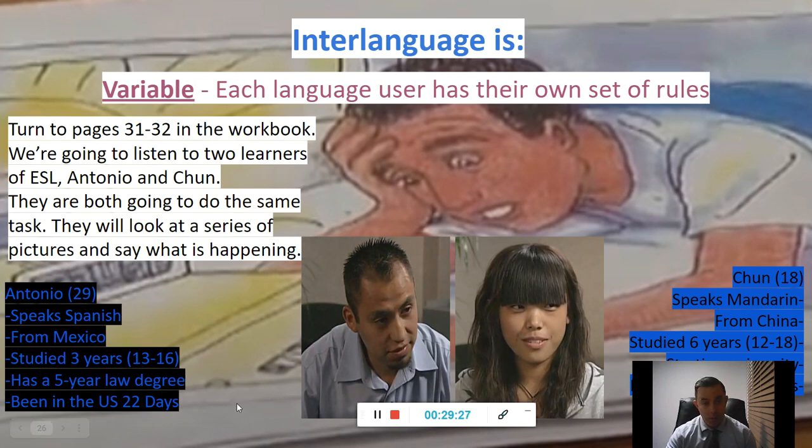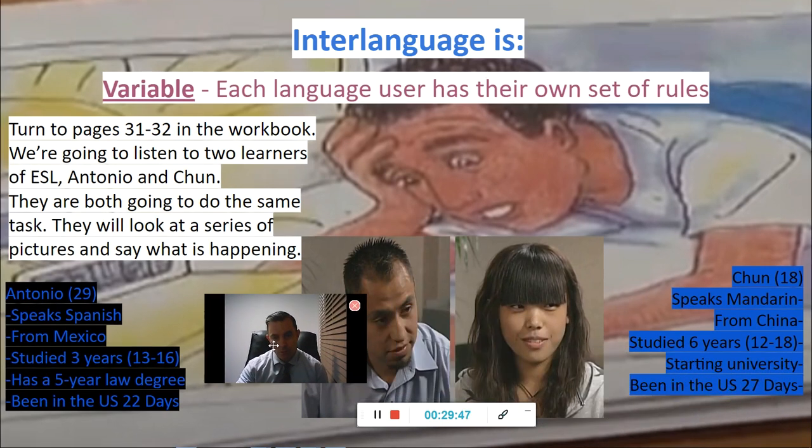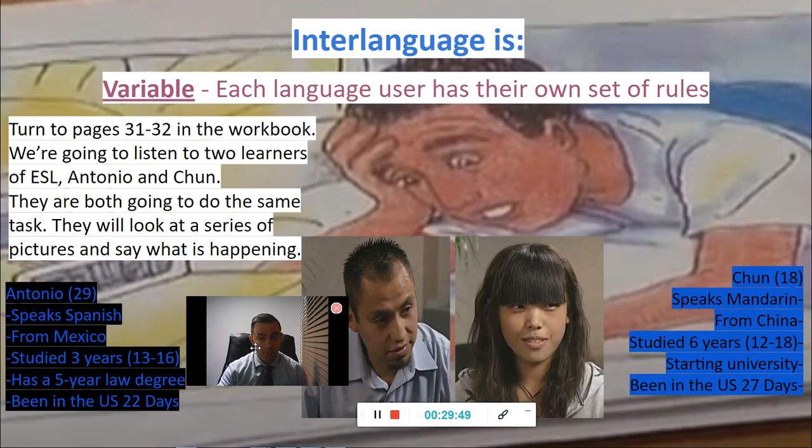Okay, so the learner on the left is Antonio, 29 years old. He's a Spanish speaker from Mexico. He studied for 3 years, from 13 to 16, and has a 5-year law degree. He's been in the U.S. for 22 days. On the right, we've got Chun. She's a Mandarin speaker from China. She's been in the U.S. for 27 days, and she's 18.